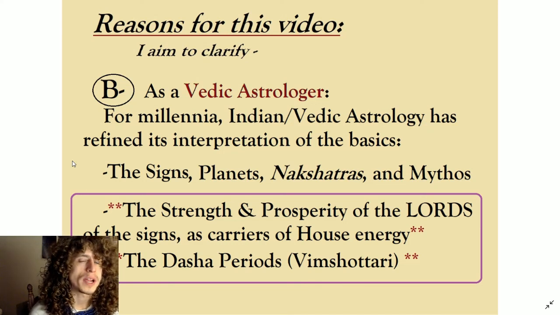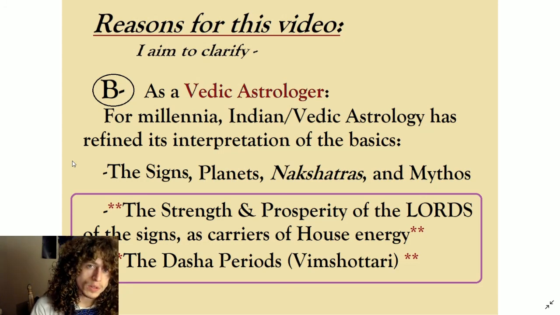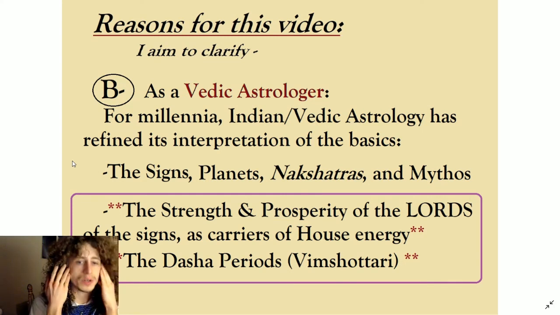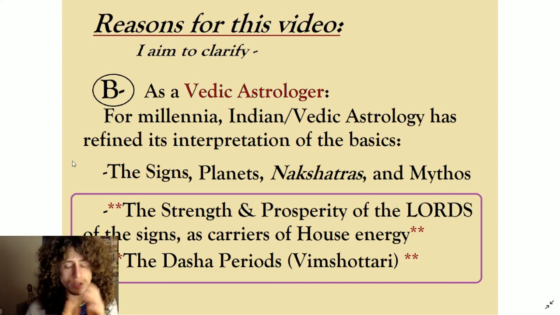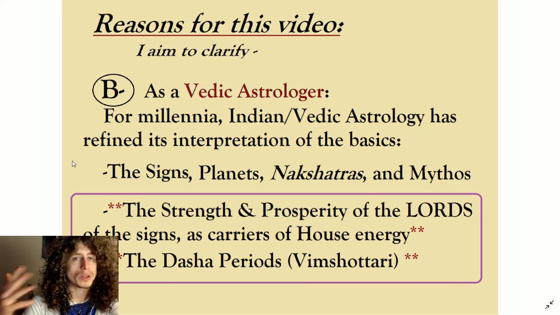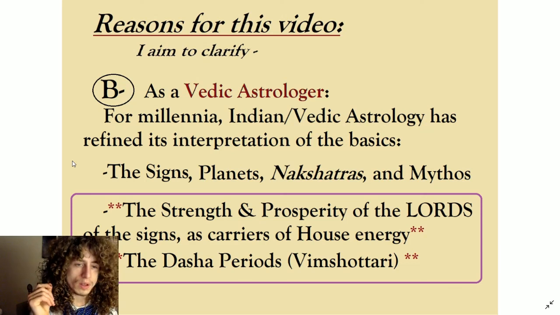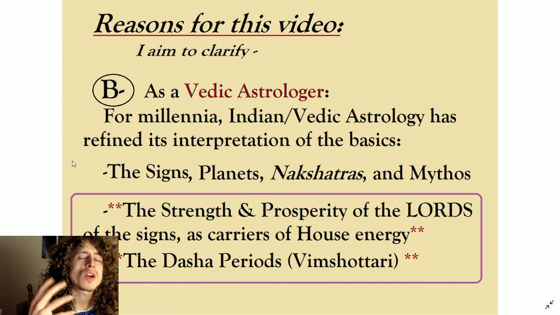Some Westerners might talk about them, but to my knowledge, I haven't heard of any Westerner that talks about the Lord of a sign. It's because of the way the houses are calculated, where the house cusps land in the West; all of this fidgeting about the house cusps has reduced their capacity to talk about house lords. Now, if you're a Westerner, just be patient, because I'm going to slowly unfold what this is all about. It's the strength and prosperity of the lords of the signs as carriers of house energy.